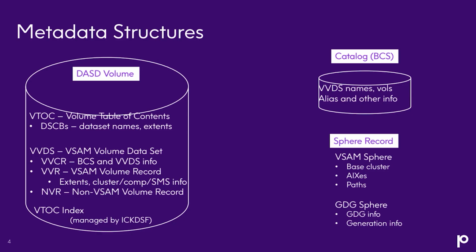Now, the basic catalog structure, the BCS, is something that the catalog itself is a data set that resides out somewhere on a volume, but it's really something separate. It's a metadata structure in and of itself.